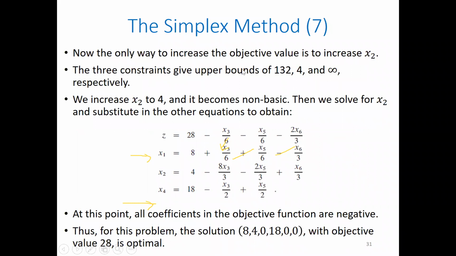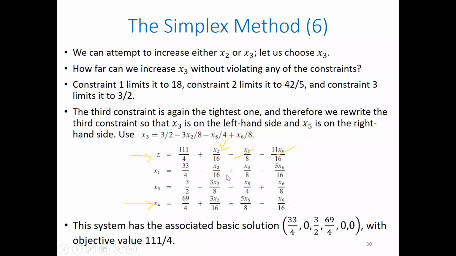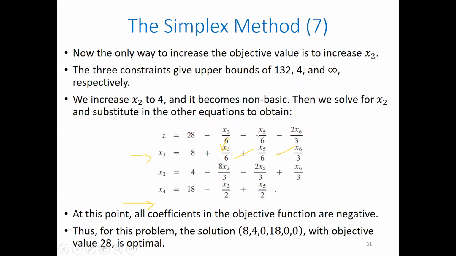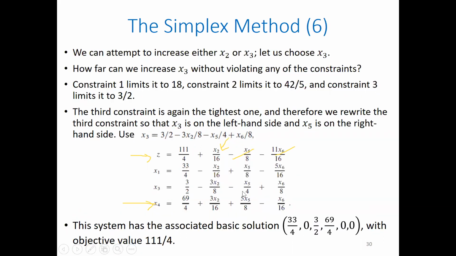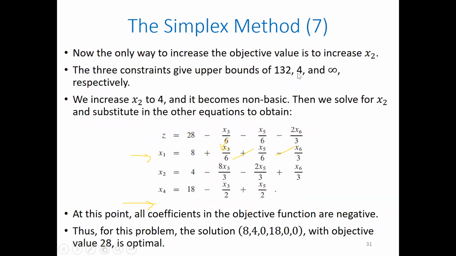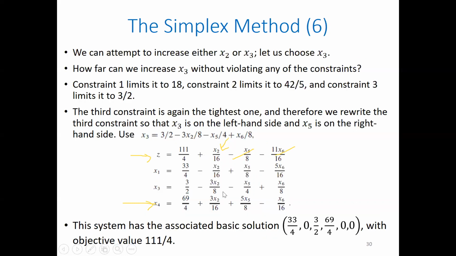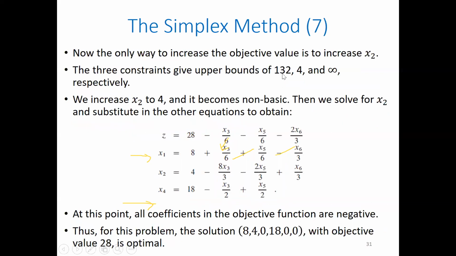And we see that the 3 constraints would give us the bounds 132, 4, and infinity. So obviously 4 is the minimum one. So we take x2 to be our leaving variable. Which equation gave us that? The second equation. And x3 will be our entering variable, okay? Because this is the first equation, second equation, third equation. So this second equation gives us the limit for the value of x2. Okay, so we increase x2 to 4, and it becomes our new non-basic variable.